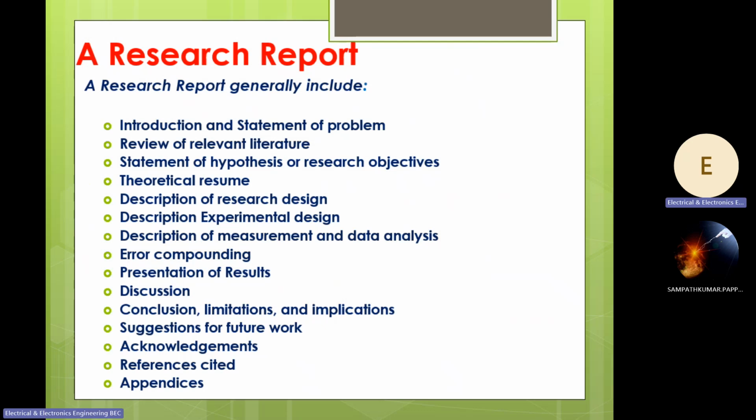This is the report, what was previously said: introduction and statement of the problem, review of relevant literature, statement of research objectives, some theoretical resume, research design. Suppose experimental work is there, you are supposed to put the experimental work and error compounding, presentation of results, discussion, conclusion, acknowledgements, references, and any sub-part of your derivation which cannot be presented in the book, you have to put in the appendix, at the end of the book, and in your papers also.